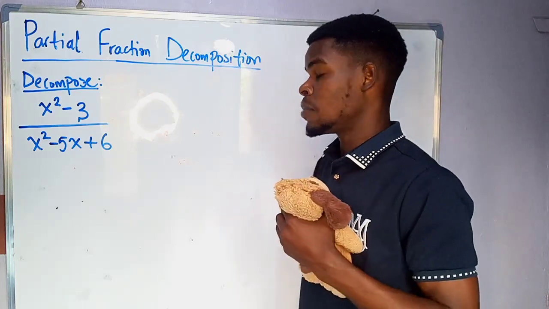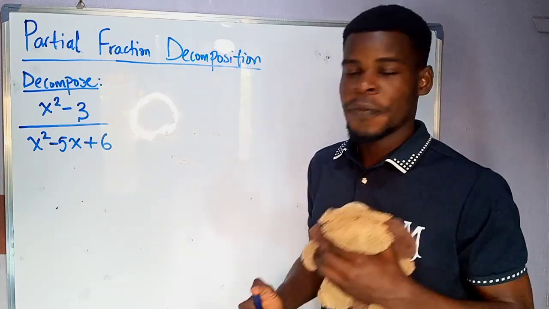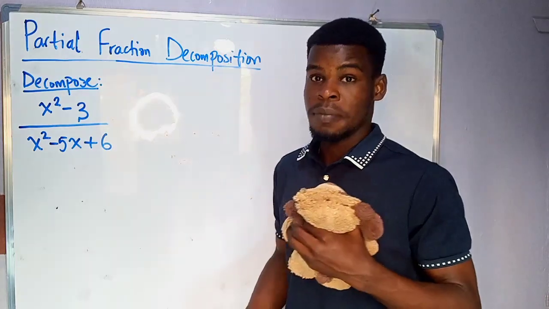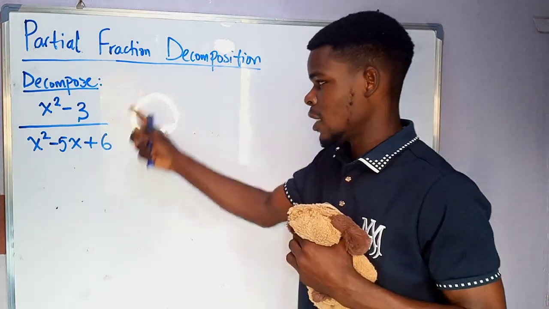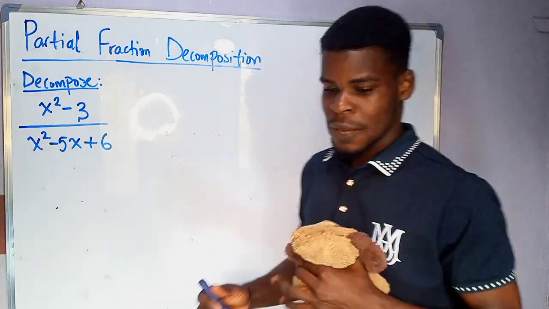So that is an improper fraction. And before we can decompose an improper fraction into its partial fractions, we need to first of all rewrite it as a mixed fraction, alright? That is the way we have a whole part and then the proper fraction part. So let's see how we are going to do this.